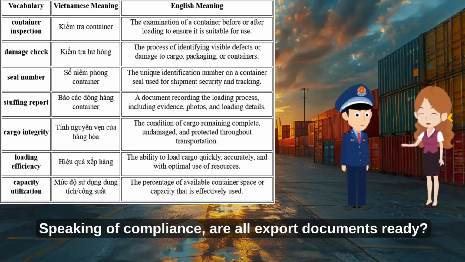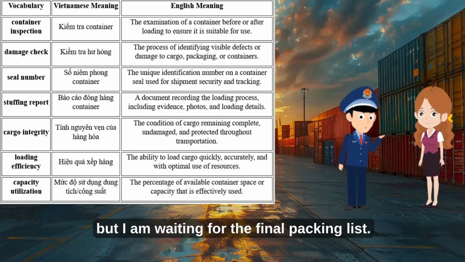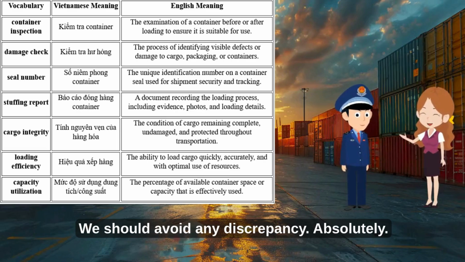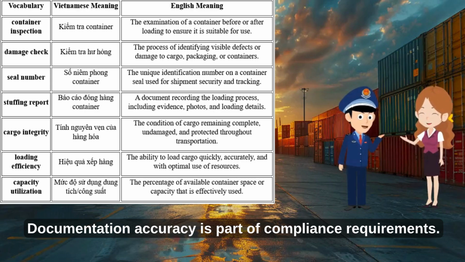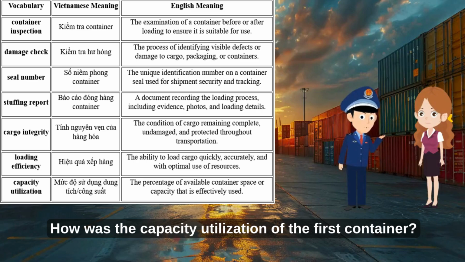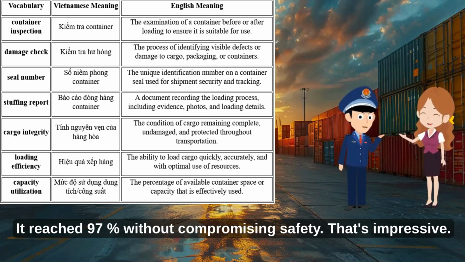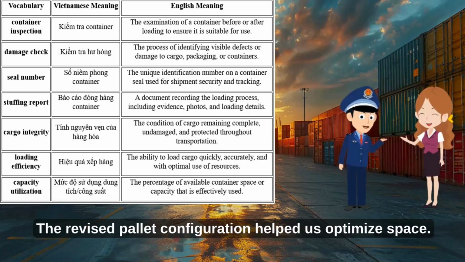Speaking of compliance, are all export documents ready? Most of them are ready, but I am waiting for the final packing list. We should avoid any discrepancy. Absolutely. Documentation accuracy is part of compliance requirements. How was the capacity utilization of the first container? It reached 97% without compromising safety. That's impressive. The revised pallet configuration helped us optimize space.